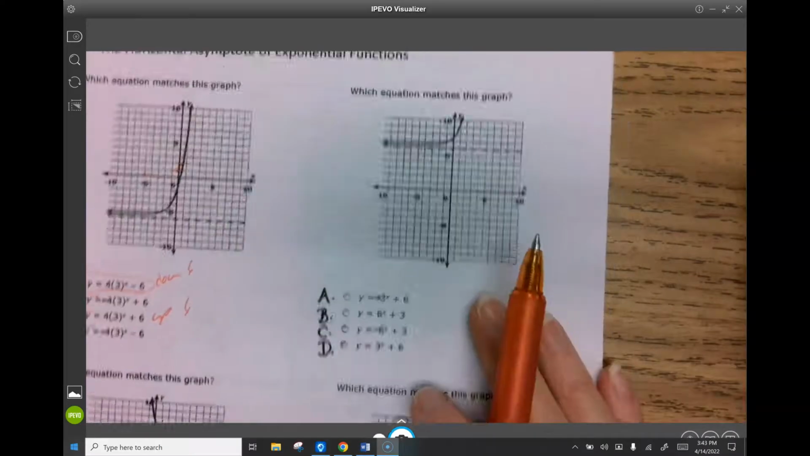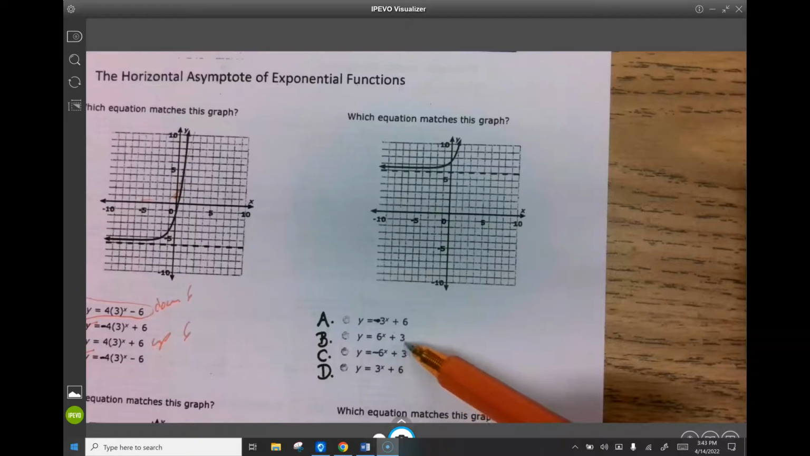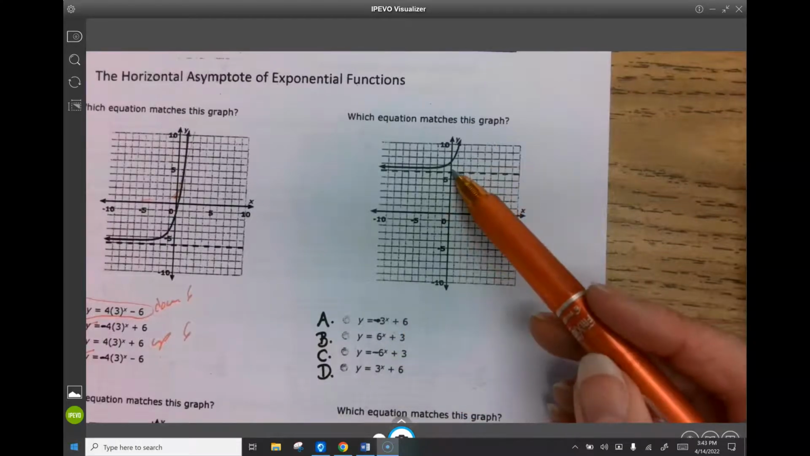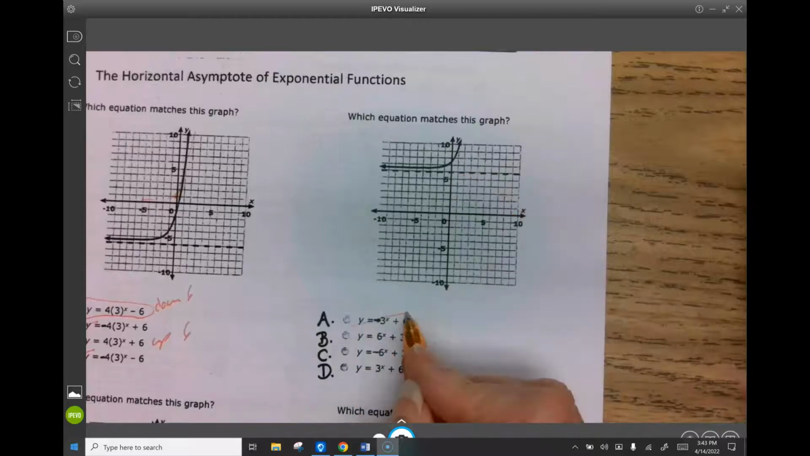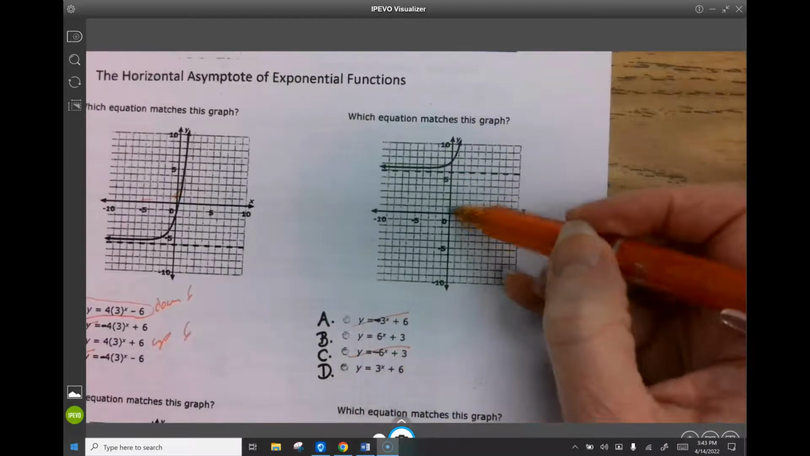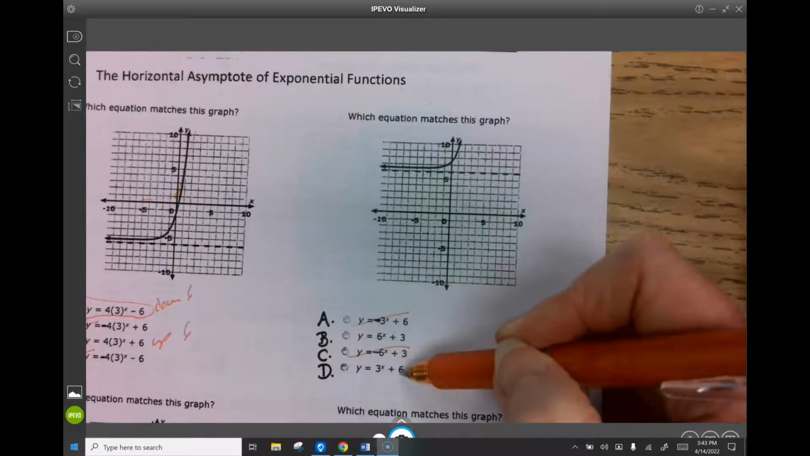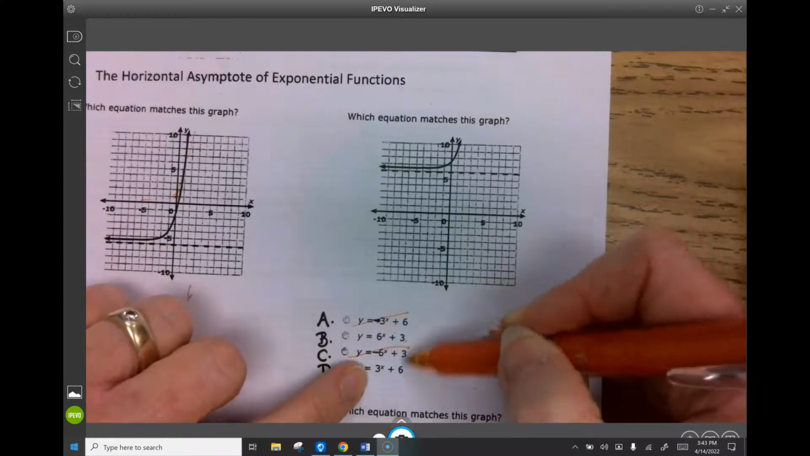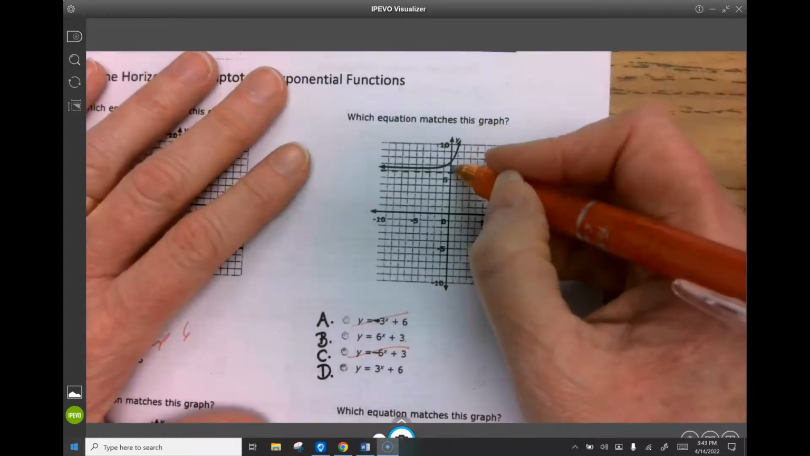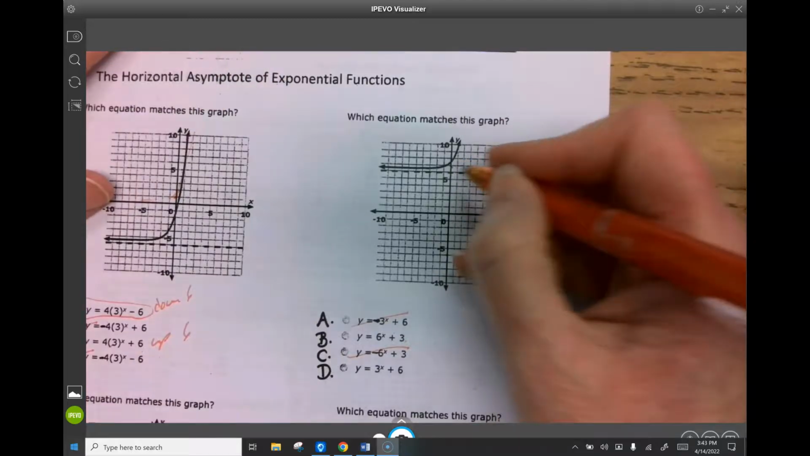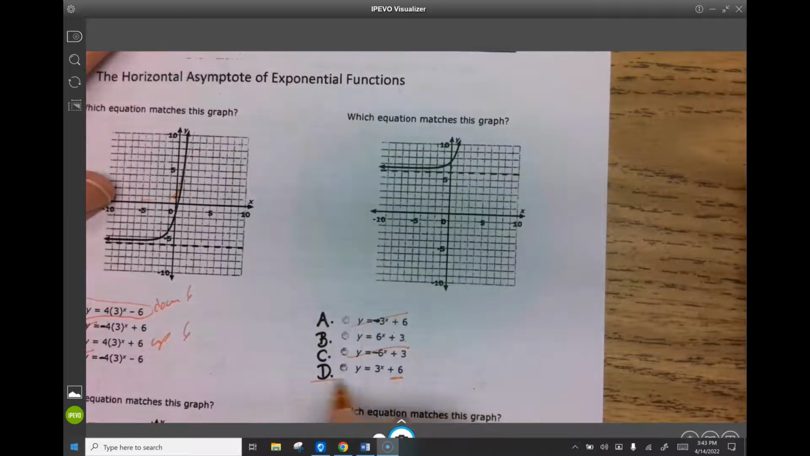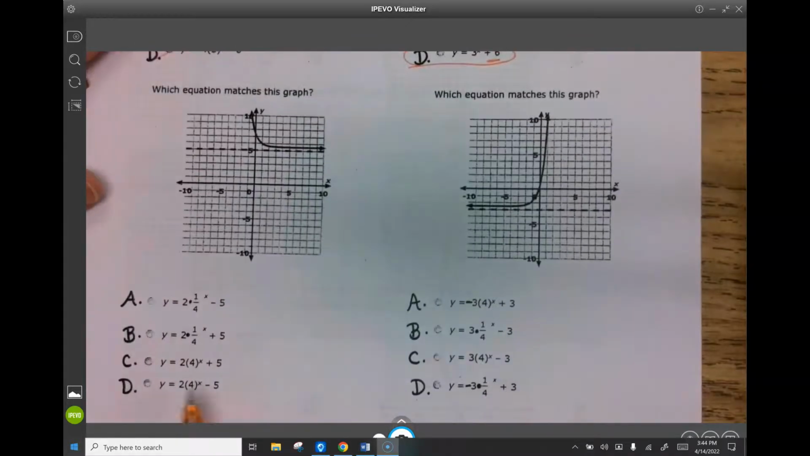Now this one right here goes funky, doesn't it? Because it doesn't have the same one. But does it open down? Nope. So now, did it shift up 6, or did it shift up 3? It doesn't even matter if it's 6 to the x or 3 to the x. Look how much it shifted. So this one shifted up right up here to 6. It's shifted up 6. So all we're looking at is the shift. So it's going to be that one right there. Okay? So I'd like you to match these.